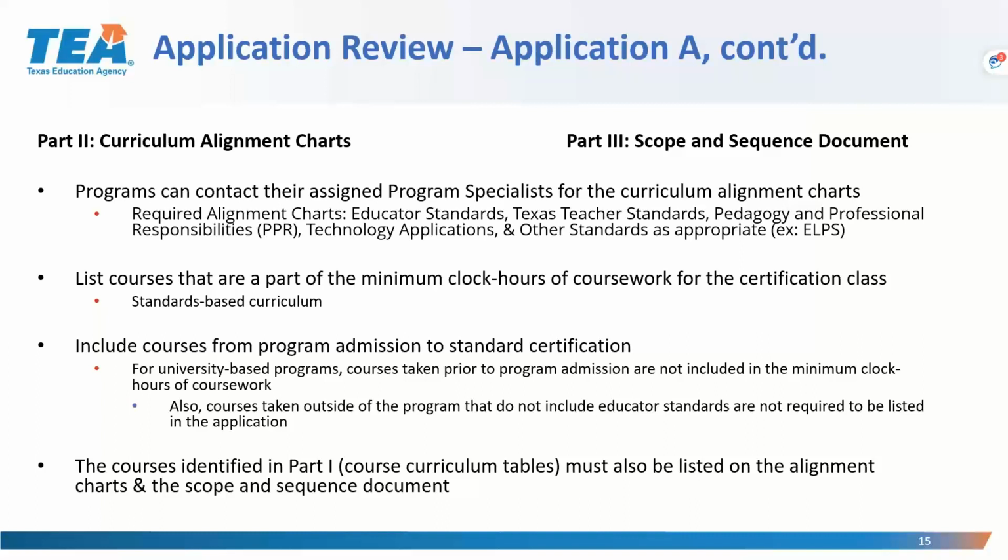Also, courses taken outside of the program that do not include educator standards are not required to be listed in the application. Remember, the courses identified in Part 1 must also be listed on the alignment charts and in the scope and sequence document. Let's now take a look at the rubric used to evaluate the scope and sequence document.